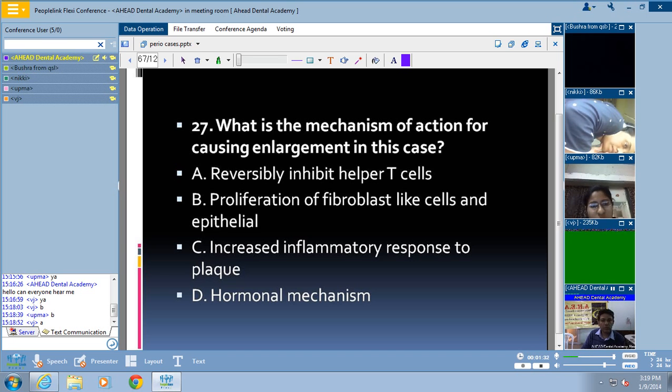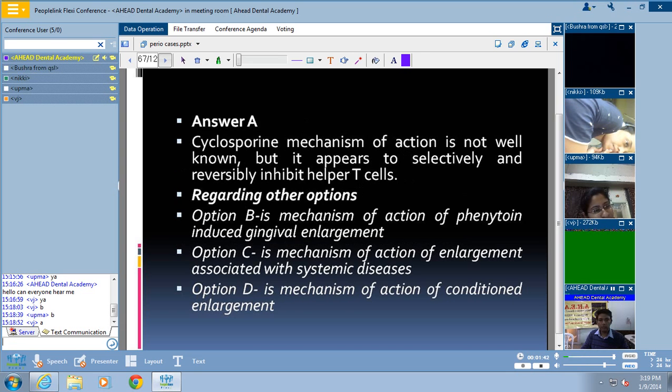The rest of the options, proliferation of fibroblast-like cells and epithelium, this is the case with what? Phenytoin-induced enlargements. Okay, we'll quickly go through the text also. Cyclosporin mechanism of action is not very well known, but it appears to selectively and reversibly inhibit helper T cells because it's an immunosuppressant drug.